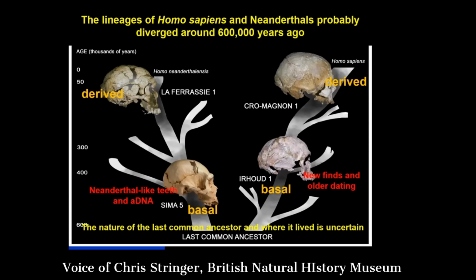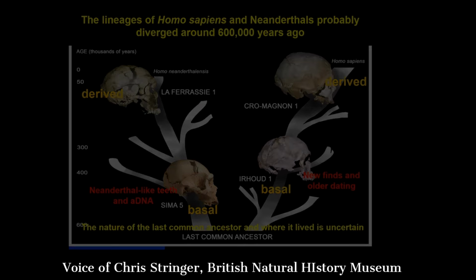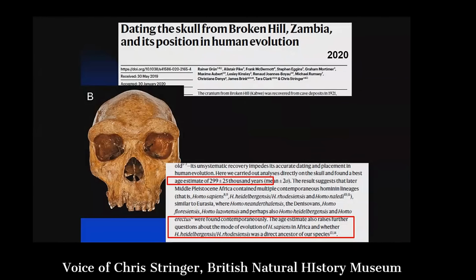And I'm now much less confident about who that common ancestor was. I used to think it was Homo heidelbergensis. Now I don't know who the common ancestor is, and I don't even know where that common ancestor lived. The ancestor may have lived in Africa, but equally it could have lived in Asia, could have even lived in Europe.